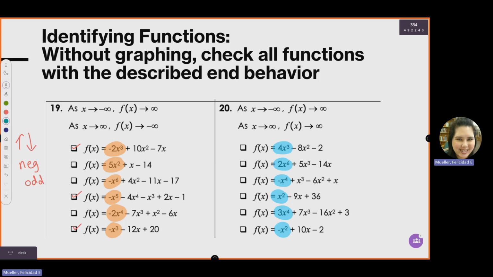On 20, we have up, which would be a positive even. So the second one, the fourth one, and the fifth one work. So that is our end behavior. Nothing too horrible.